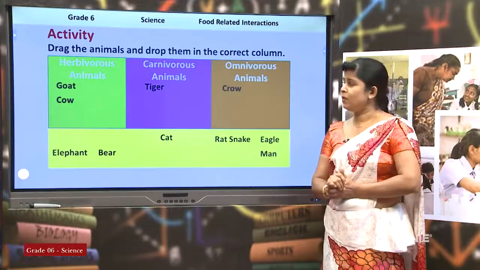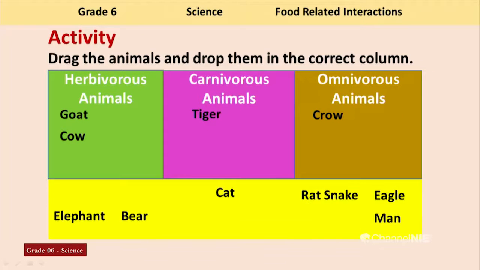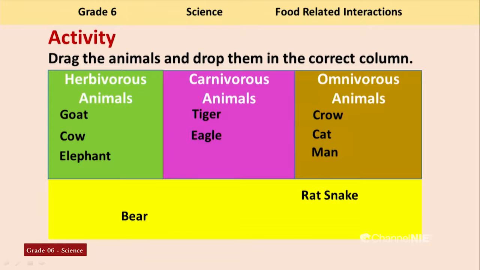Cow is an animal which depends on plant matter. It is a herbivorous animal. Then the eagle depends on flesh of other animals. It is a carnivorous animal. The cat depends on both, so we can put it into the group of omnivorous. The elephant, we all know that, herbivorous animal. The man, we are omnivorous. We depend on both plant and animal matter.